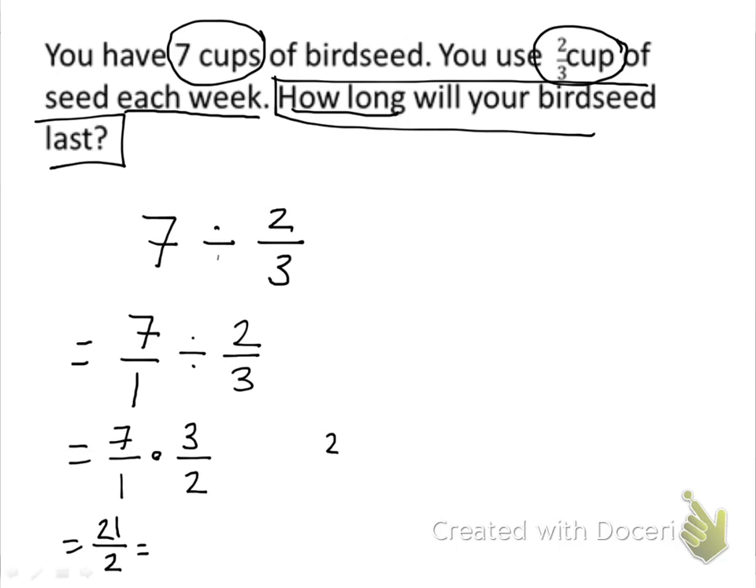So I'm going to convert this into a mixed number. 2 goes into 2 once. 1 times 2 is 2. I get 0, and I have a remainder of 1. Oh, and I forgot to put my 0 up here. So that means that I have 10 and 1/2. So that means that my birdseed will last 10 and 1/2 weeks.